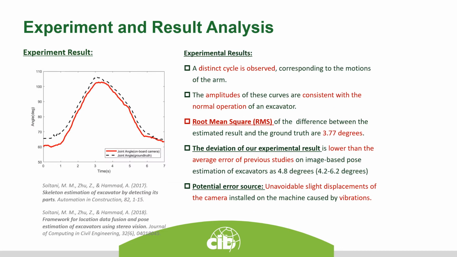Okay, let's see the experimental result here. According to this figure, we can see a distinct cycle corresponding to the motion of the arm, and the amplitude of these curves is consistent with the common operation of the excavator intuitively. And then from the perspective of accuracy, we can see the root mean square error, the RMSE, of the difference between the estimated result, the red one, and the ground truth, the black one, is 3.77 degrees here.